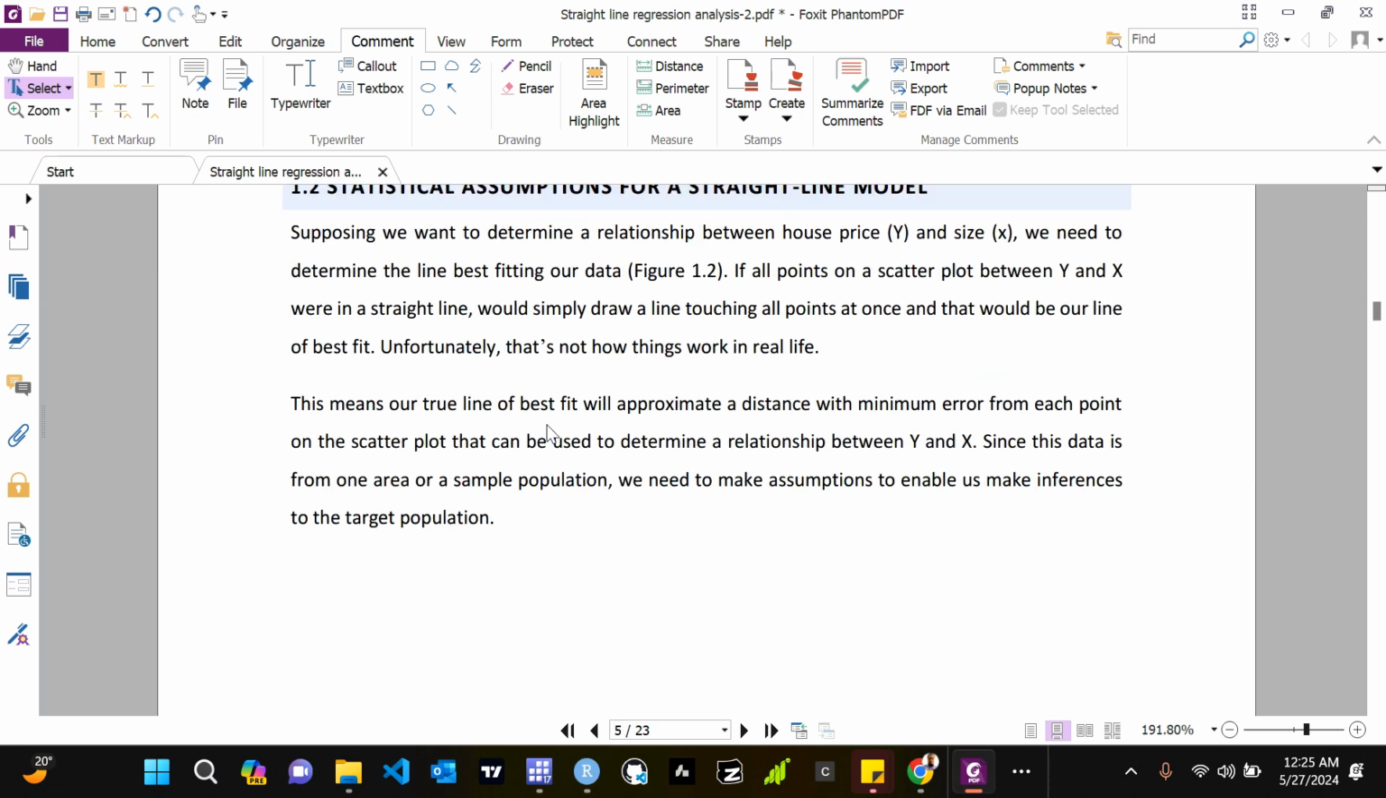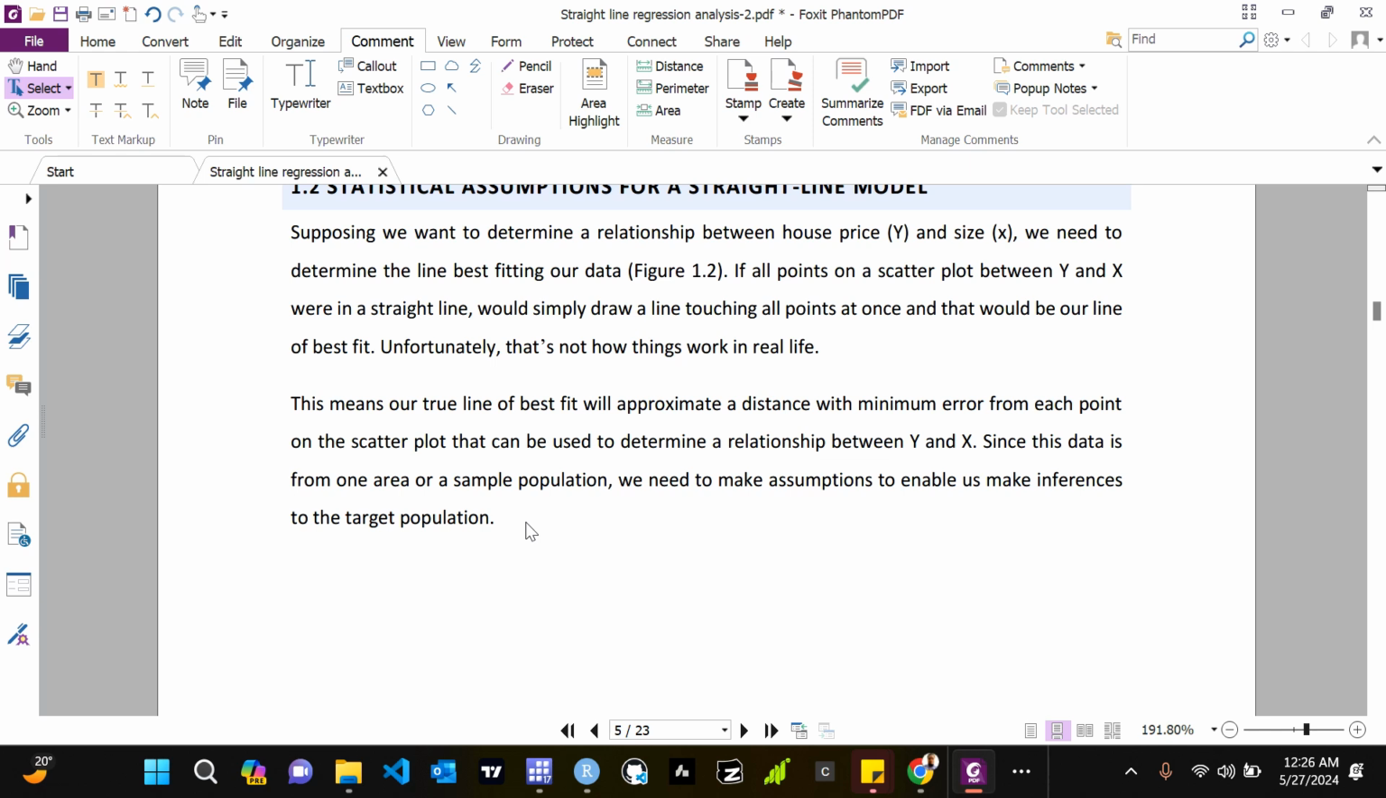So this means that our true line of best fit will approximate a distance with minimal error for each point on the scatter plot that can be used to determine the relationship between y and x. Since this data is from one area or the sample population, we need to make assumptions to enable us to make inferences to our target population. The target population is the larger population you want to infer your data to. The accessible population is the population that you can access when you want to do a study, and the study population is the sample that you get from an accessible population.